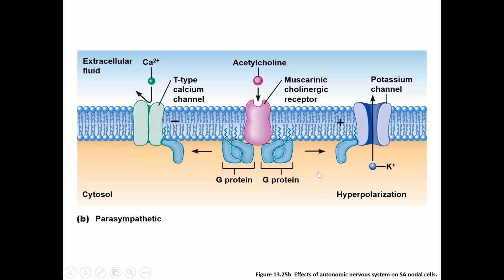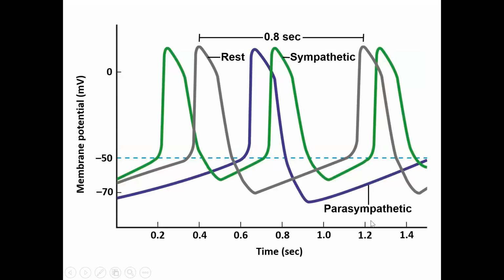Lots of potassium will start leaving, so it's going to keep the cell hyperpolarized. And if we can't get calcium in, we can't have that initial depolarization that we know is needed to bring about the action potential in a pacemaker cell. And so, kind of making all of that connect, let's look at this graph here.